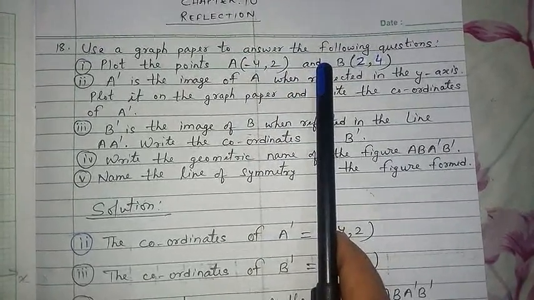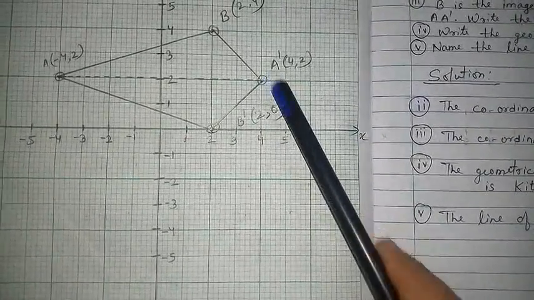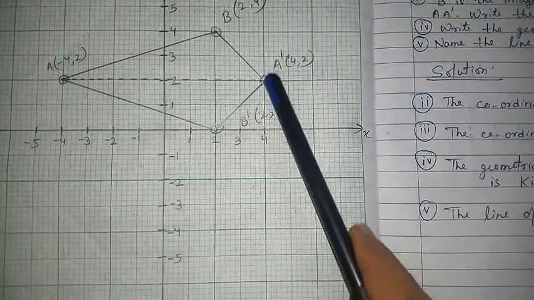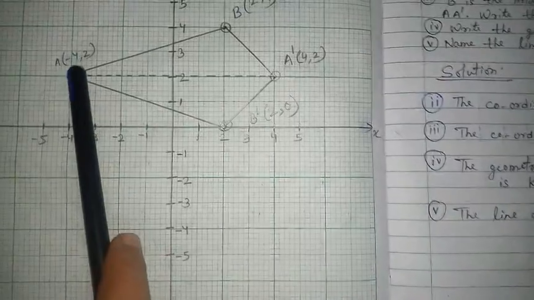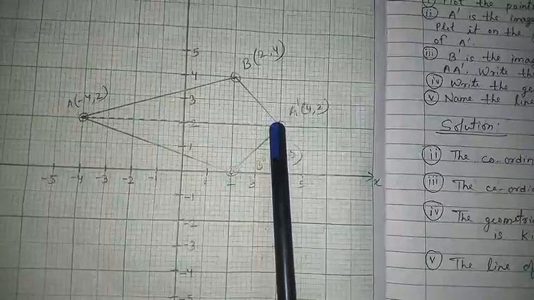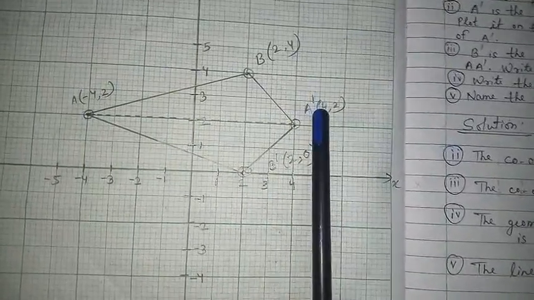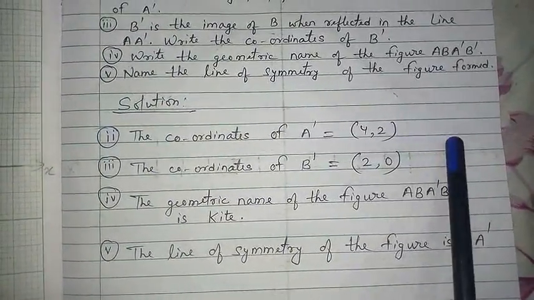So it will be named as A dash. So (4, 2). You can see A dash is here at (4, 2). This is 2, this is 4, this is 2, and this is A dash. And you can see A has come to A dash and it is reflected in the y-axis, because this is the y-axis and it is jumping the y-axis. So according to the formula, it is jumping the y-axis and the reflection has also been done. And you have to write the coordinate of A dash. It is (4, 2). So I will write the coordinate of A dash is (4, 2).